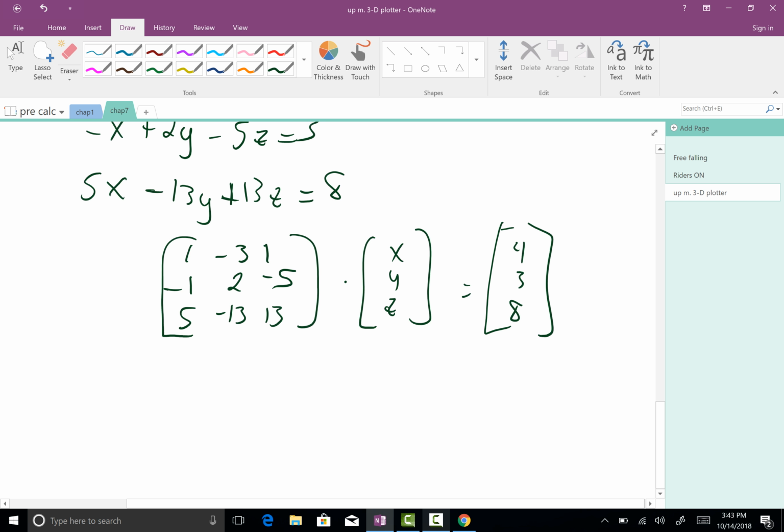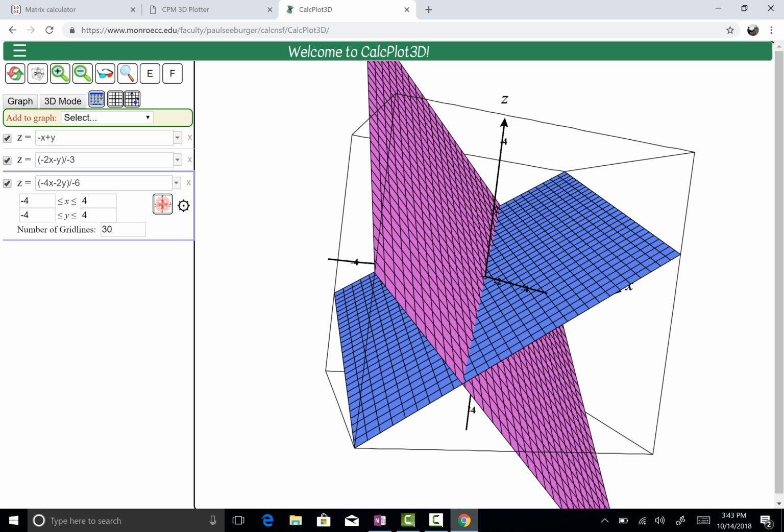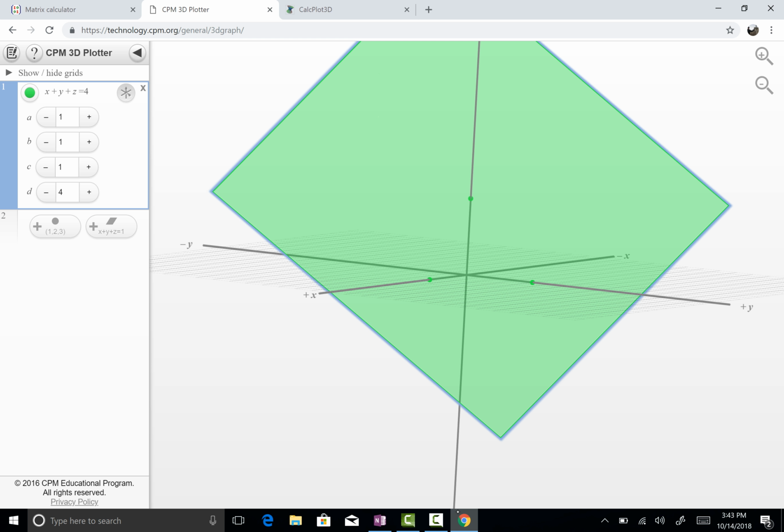Okay, so again, matrix is probably not invertible, right? Doesn't work. Okay. Well, what are we going to do now? So we go into our plotter, right? This time I'm going to use the CPM one just for something different. Get rid of that, get rid of that, get rid of that.